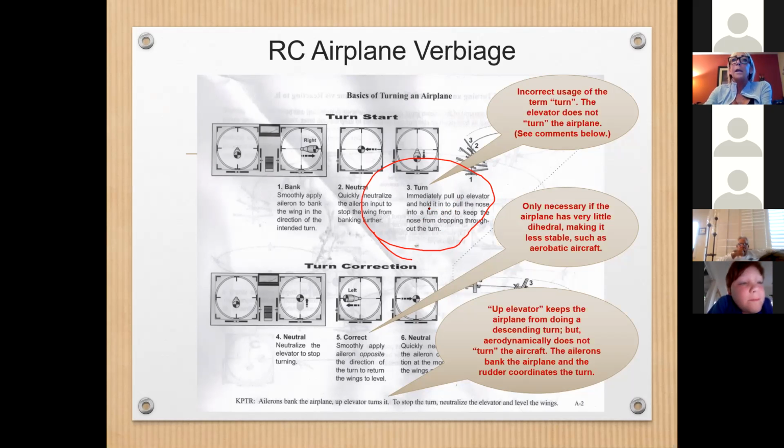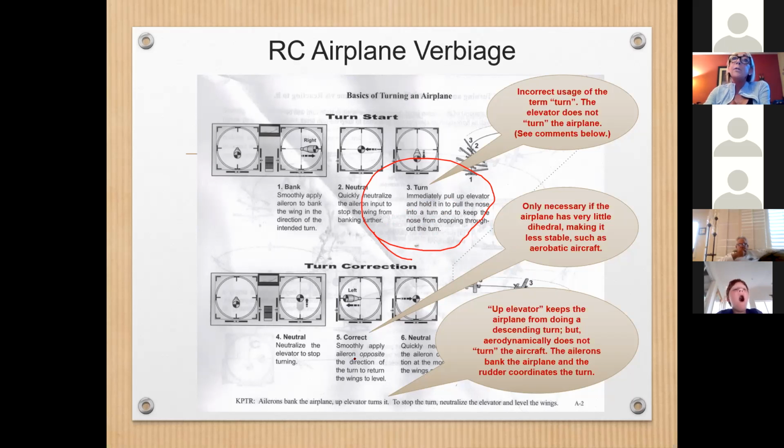We've already looked at how the ailerons bank the plane and the rudder coordinates the turn. So if you can look at this page and just ignore where he says, pull the nose and do a turn, because that's not really happening. What we're doing is keeping the nose from dropping, which is what he says here.